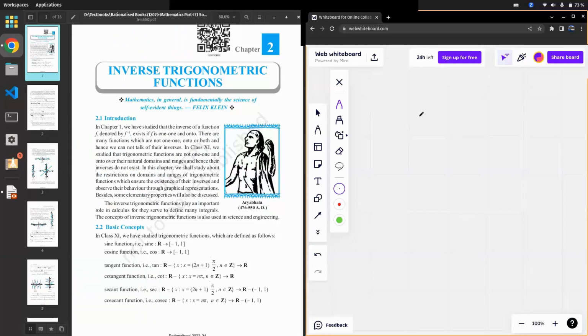Today I will discuss inverse trigonometric functions. We have 6 inverse trigonometric functions. So I will briefly tell about the properties of the functions.